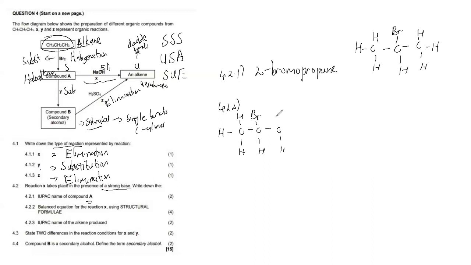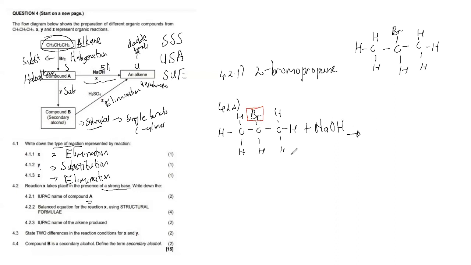And then we know that compound reaction X is an elimination reaction. So this will have to react with sodium hydroxide. And then this will give us what? Since it's elimination, we know that we have to eliminate the bromine there. So to be more specific, this is a dehydrohalogenation reaction.